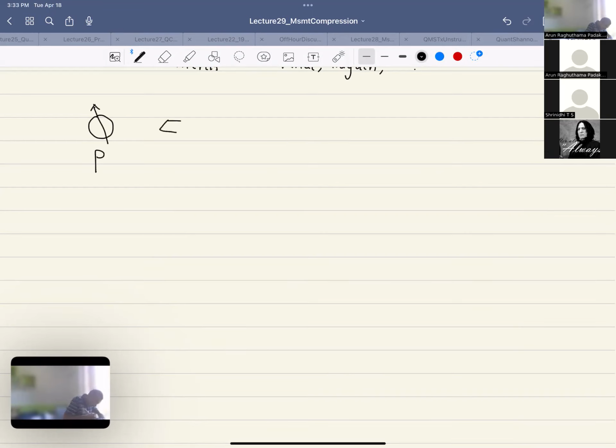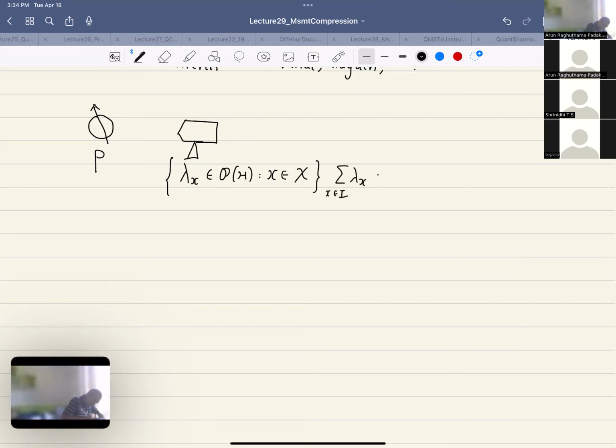We have a POVM. Its operators are lambda x, indexed by x. These are positive semi-definite operators, and I have an outcome set X. So clearly, the summation of lambda x, x belonging to X, is identity. And phi rho is a purification.